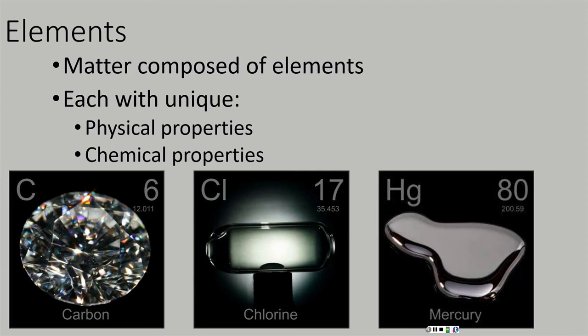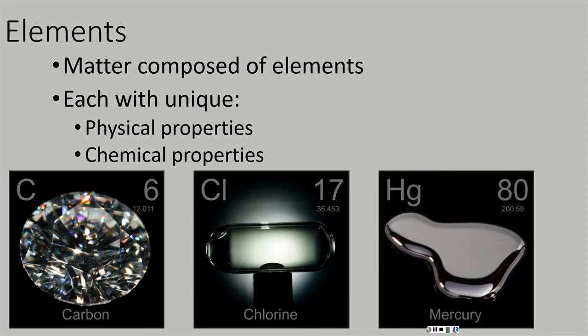Now let's see, what do we mean by chemical properties and physical properties? So physical properties are things that you can observe without changing the substance. What does that mean? Well, things like color, appearance, odor, its melting point or boiling point, its density, things like that. Because we can measure all of those without changing the thing that we're looking at.